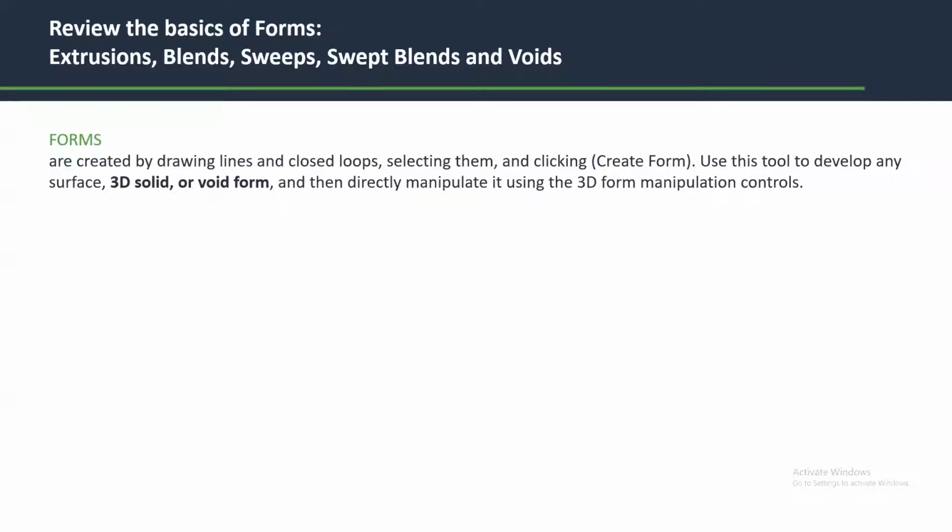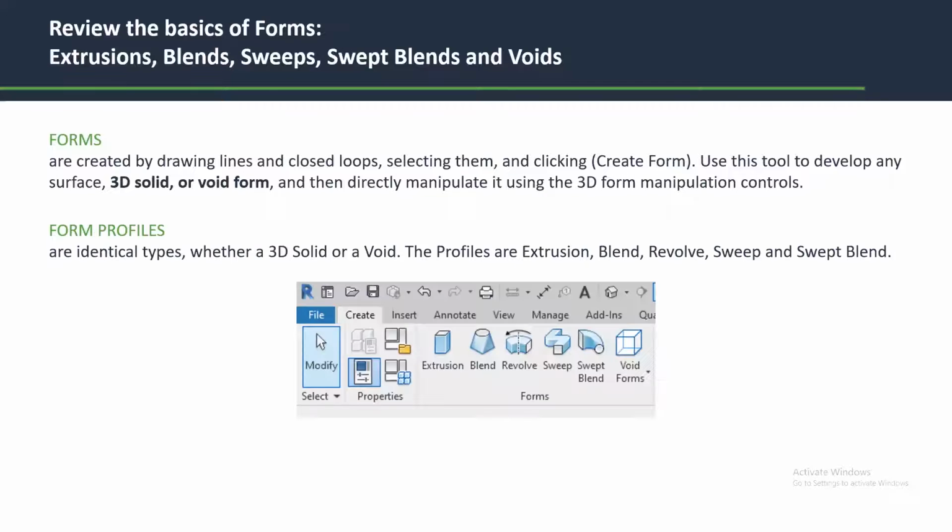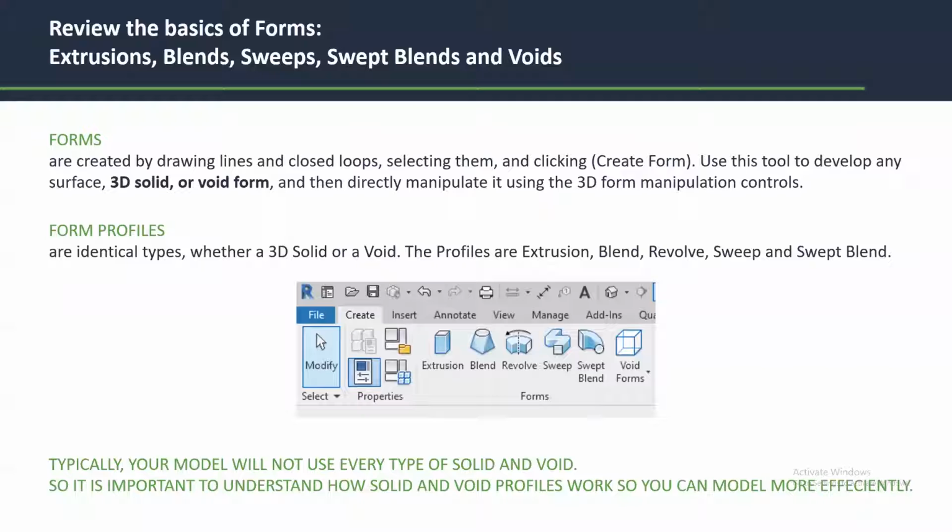So today we're just going to start off looking at the basics of forms. Solids and voids are the two primary forms that are used in Revit. It's important to understand the aspects of forms and the form profiles that are used in order to model properly and use those forms correctly as you're modeling. So we have extrusions, blends, revolves, sweeps, and swept blends. And then the voids of those forms are identical as well, voids in the absence of the solid. Typically, your model will not use every type of solid and void, and that's why it's important to understand what the various types do.